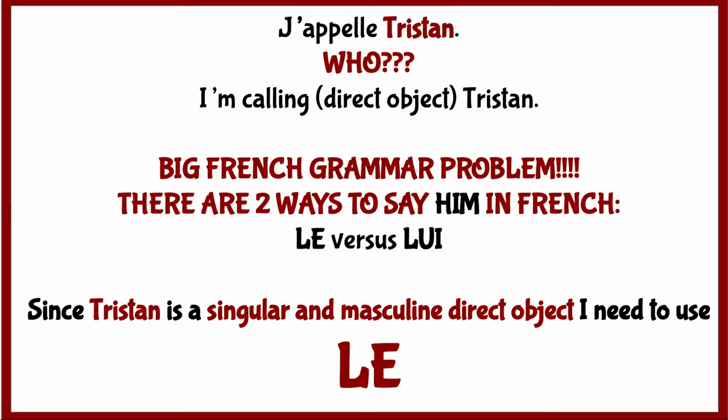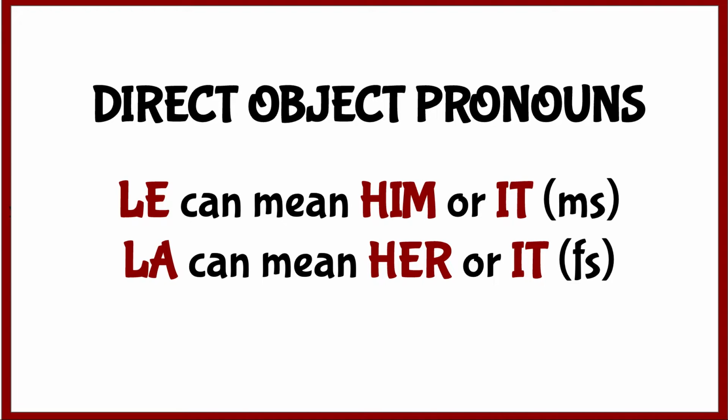You know that you have the choice between le and lui. So, j'appelle Tristan. Who am I calling? Tristan. Singular, masculine, direct object. So I need to use le. D'accord? Now, le, remember, can mean him or it, if we're talking about a masculine, singular noun. And la can mean her or it if we're talking about a feminine and singular noun. So that's all we're going to say about direct objects for the moment.